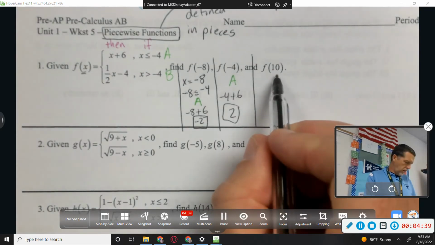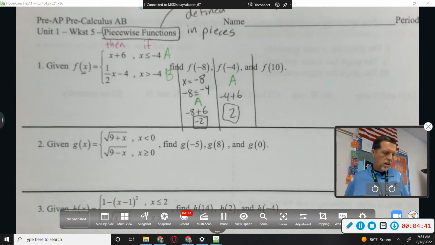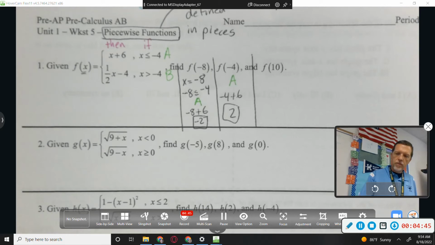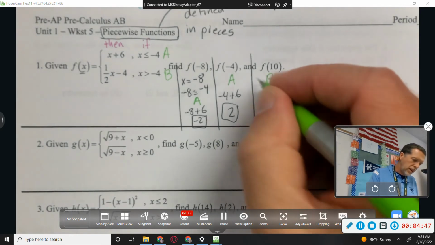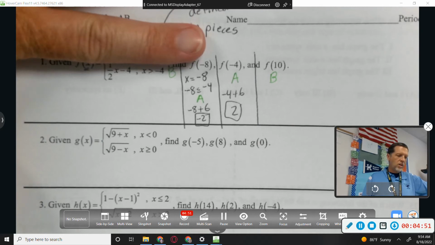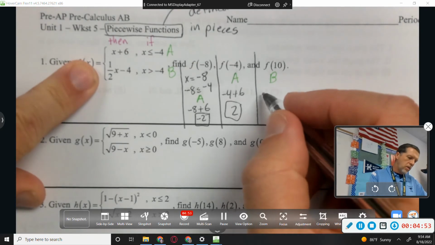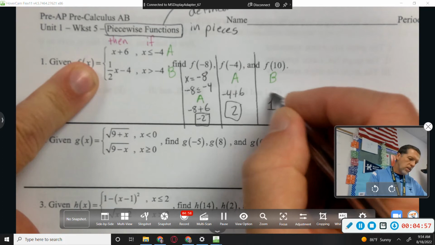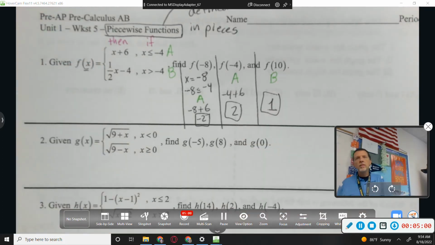The third one there, f of 10, which branch are we going to use for that one? That would be B, because 10 is greater than negative 4. So I'm not worried about branch A at all. I'm going to do half of 10 is 5. 5 minus 4 is 1.